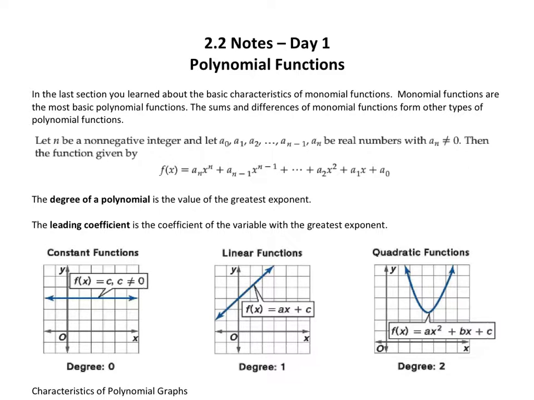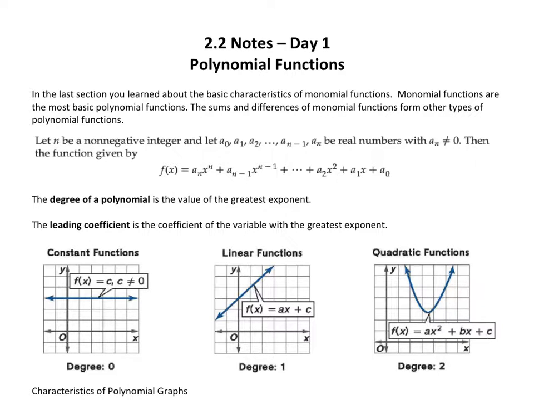Let n be a non-negative integer, so your integer cannot be negative, so you're not a rational expression here. And let a sub 0, a sub 1, a sub 2, and so on be real numbers with a sub n not equaling 0. The function is given by the following.